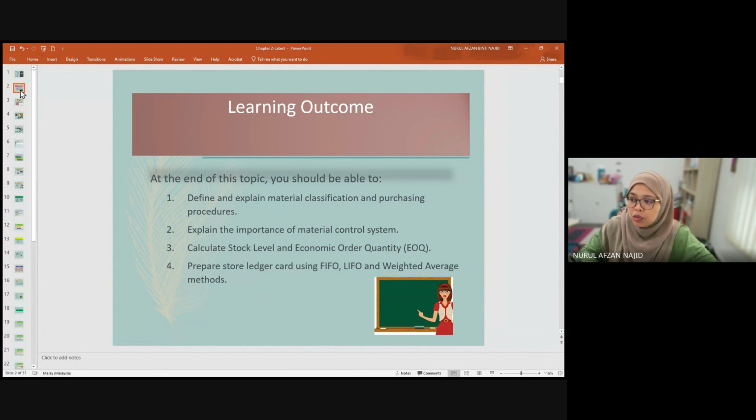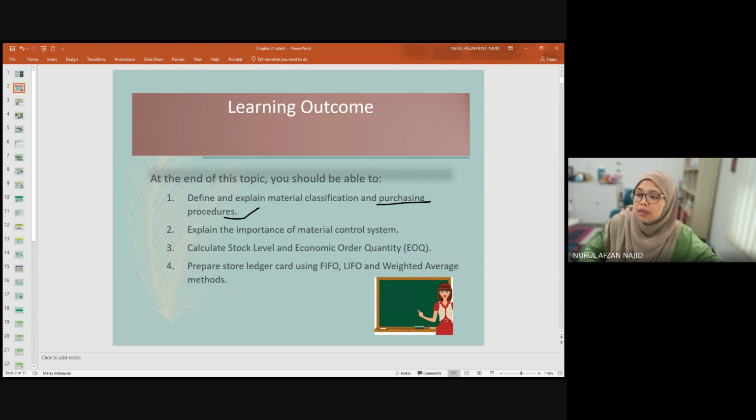I will define to you relating to the definition and explain to you about the material classification, which this subtopic actually I dah explain dalam chapter 1. Okay, kita dah berkenalan apa itu material, apa itu direct material, indirect material and so on dalam classification of cost. Alright, and another one I will explain to you about the purchasing procedures. Okay, what are the process, what are the document involved in purchasing procedures. Okay, so what are the function of each of document.